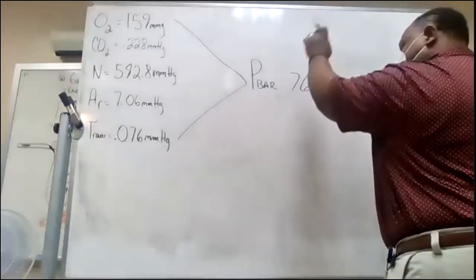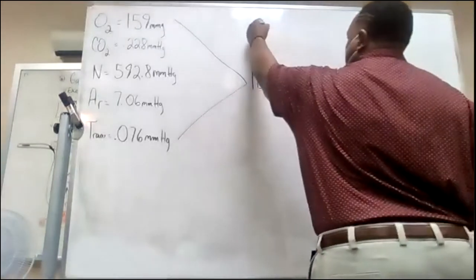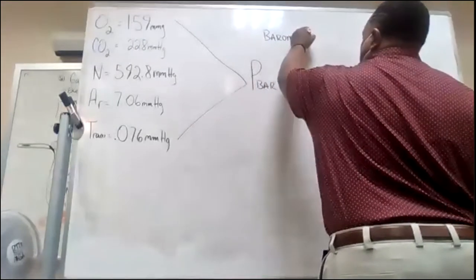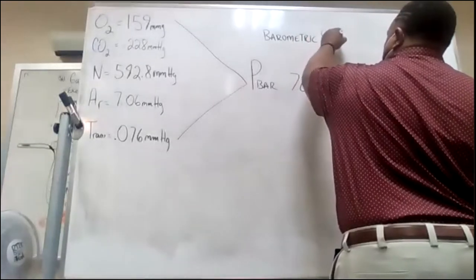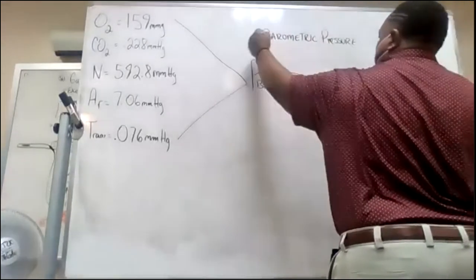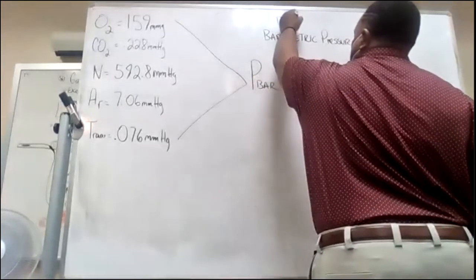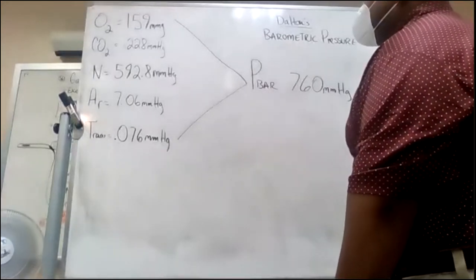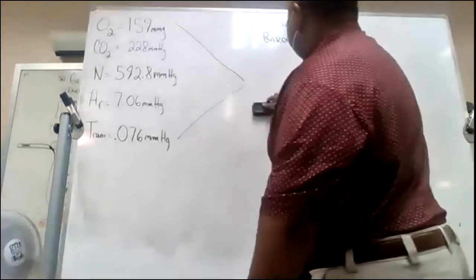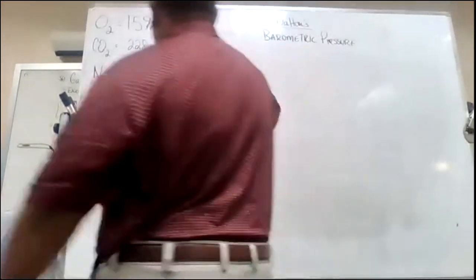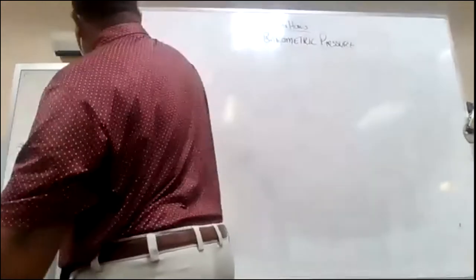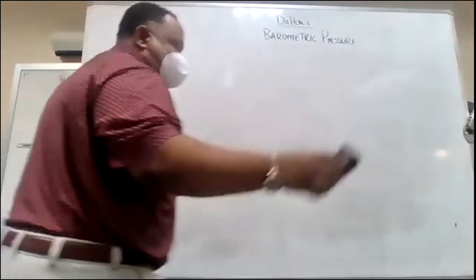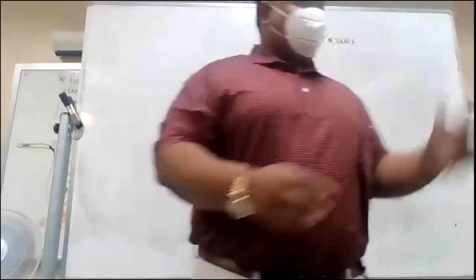That is barometric pressure. Dalton's barometric pressure. Okay. Now, I hope that barometric soup helped you understand how he's explaining his theory or his law. That's how he explained his law. That's what he says. Okay?